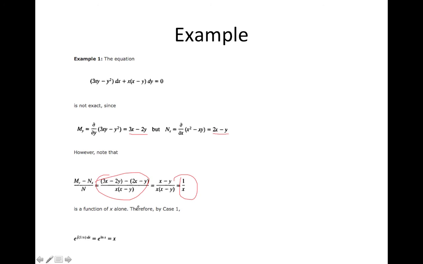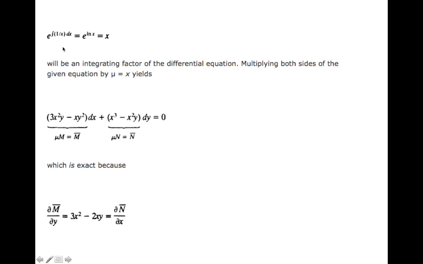So now we're going to use the criteria for case 1 to find our integrating factor. This equation right here is where we're finding mu of x, our integrating factor. We raise e to the power of the integral of this function, 1 over x dx. That's going to be the natural log, and e to the natural log of x is actually x. So our integrating factor is x. That's repeated here: our integrating factor is x.